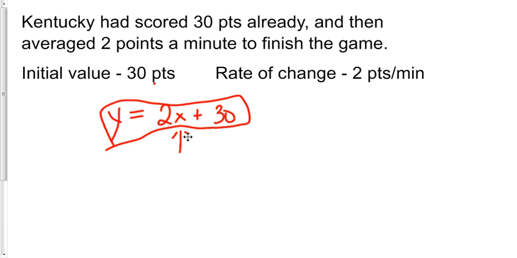So after 1 minute, how many points does Kentucky have? X would be 1 minute. 1 times 2 is 2. 2 plus 30 is 32. So my new output would be 32.